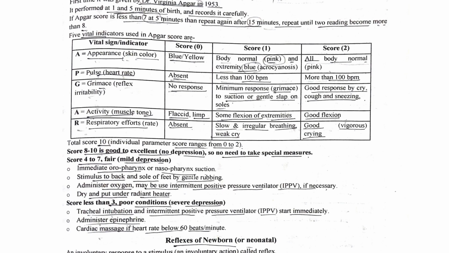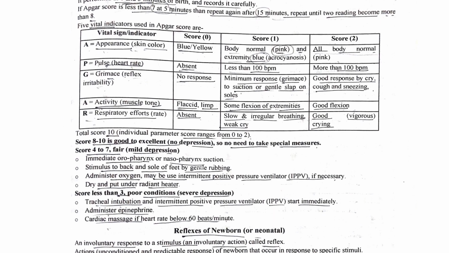The 5 vital indicators used in the Apgar score. A for appearance, skin color: score 0, blue and pale. Score 1, body normal pink and extremities blue. Score 2, all body normal pink color. Then P for pulse, heart rate: score 0, absent. Score 1, less than 100 beats per minute. Score 2, more than 100 beats per minute.